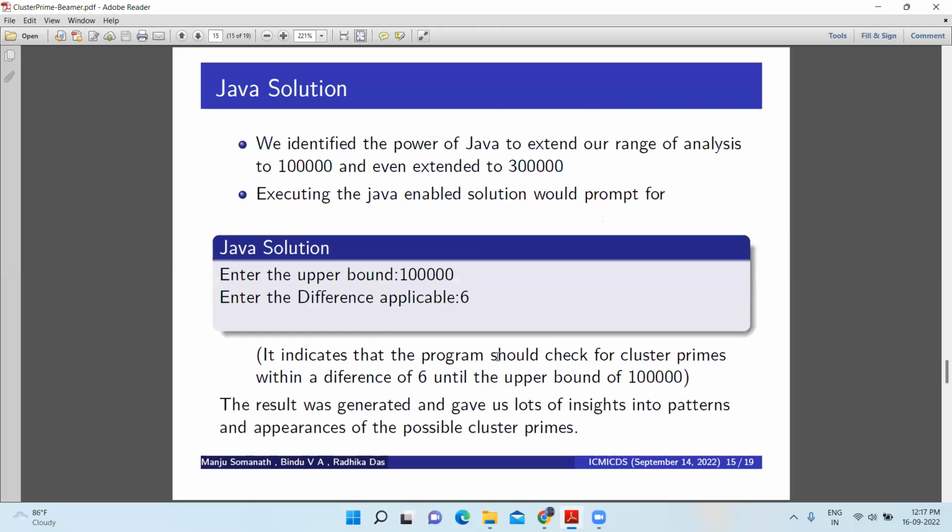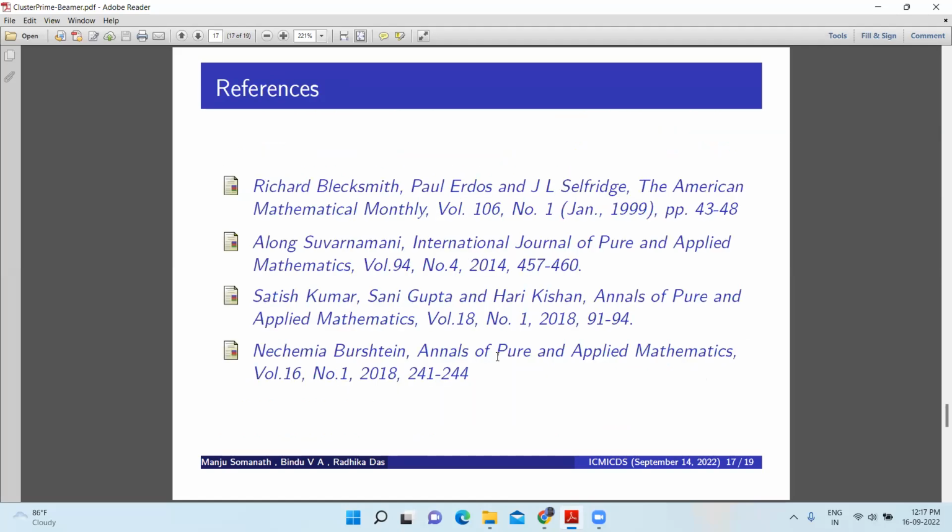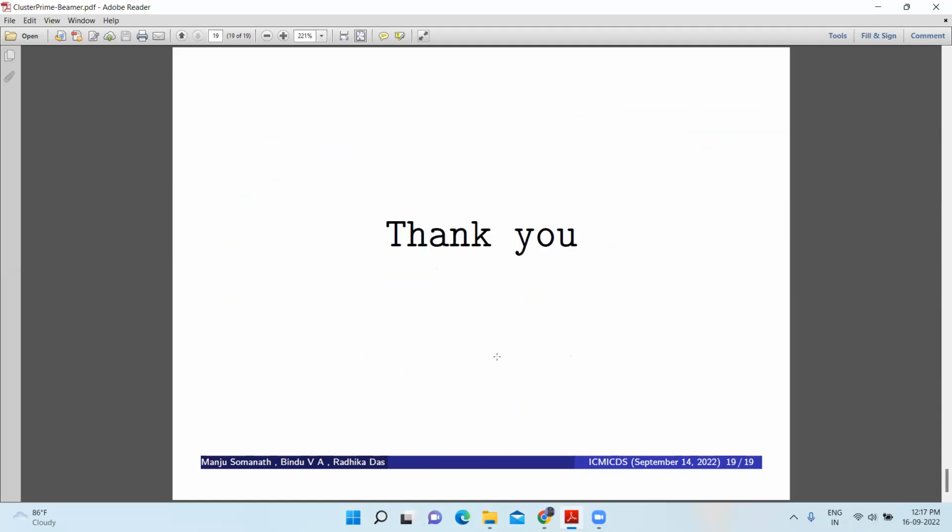And using the Java solution, we are getting, less than 3 lakh, the 7 solutions for p plus capital P equal to z square. This is the Java output, and these are the references. Okay, thank you.